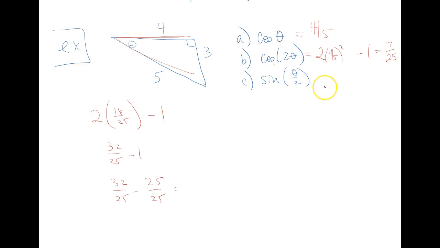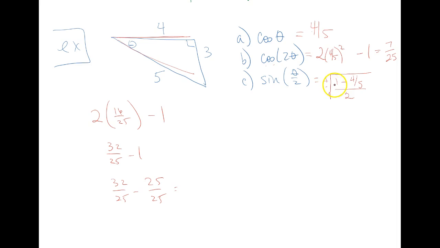Okay, and then the last one is sine of theta over 2. So for this one, I once again need to look back at my identities. And if you were to scroll back up to the top, you would see that the sine one is plus or minus the square root of 1 minus cosine of theta over 2. Now cosine of theta we already found, it's 4/5, so I'm just going to stick it there. And then we're just going to simplify this.